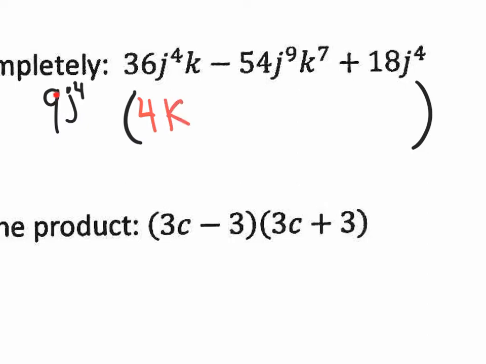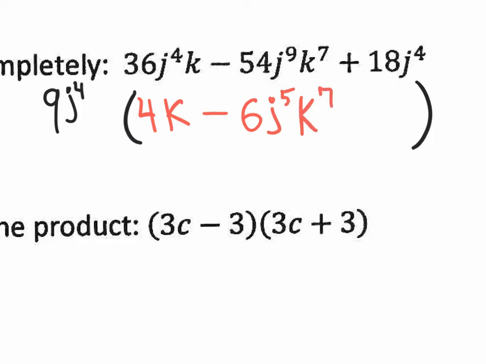The second term, 9 times what is negative 54? That would be a negative 6. And then the j to the 4th times, how many j's will get me to the j to the 9th? J to the 5, right? So j to the 5th power. And then of course, we need that k to the 7th as well. K to the 7th right there.